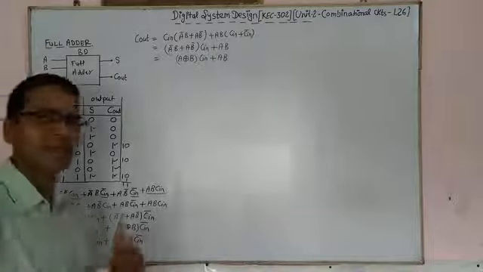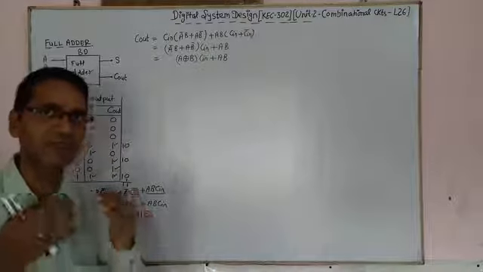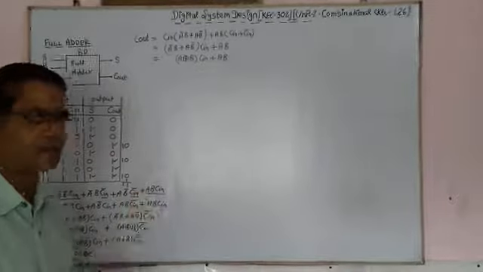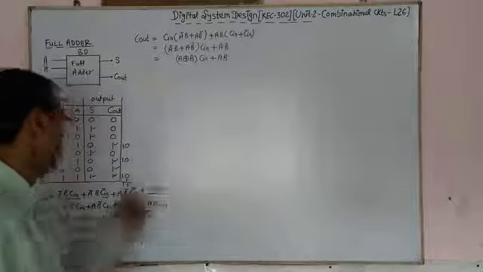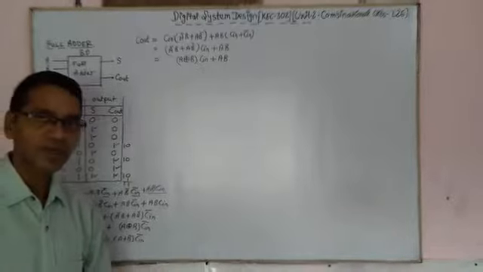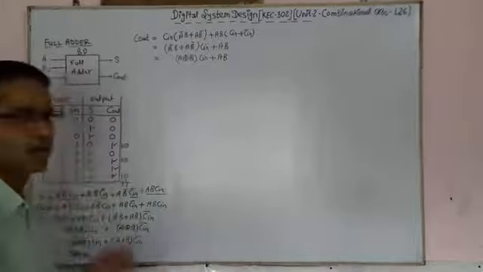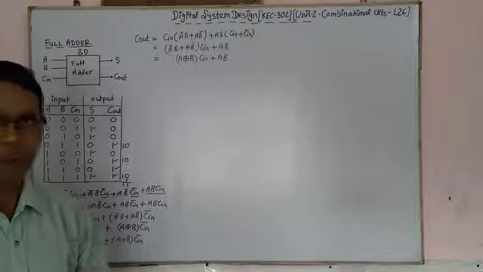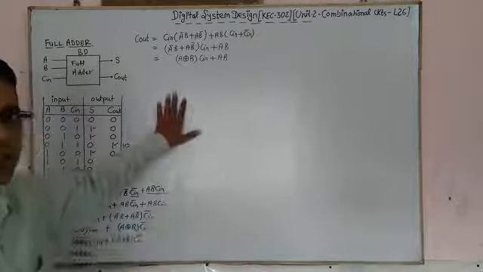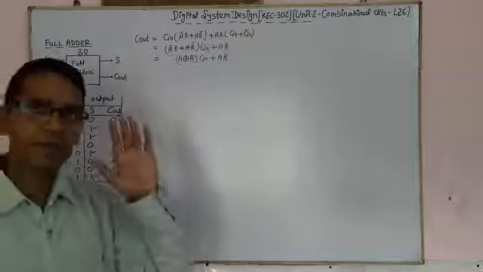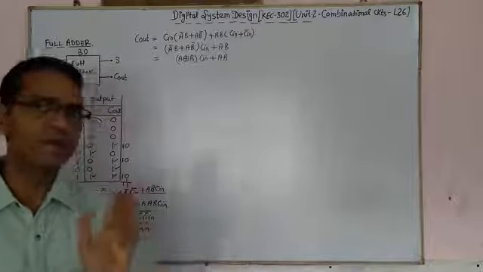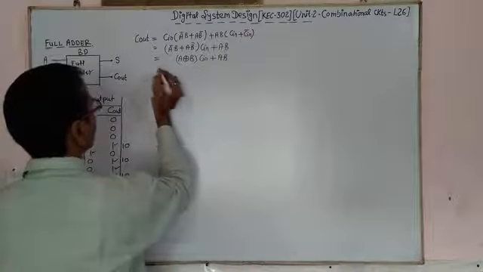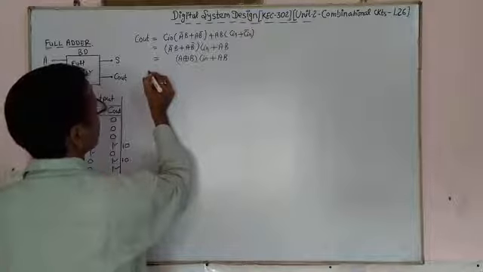Now, what is the next step? The next step is to implement or design these logical expressions. You can design this full adder in four ways. You can design this full adder using basic gates: AND, OR, inverter. Okay, so you can design this in four ways.